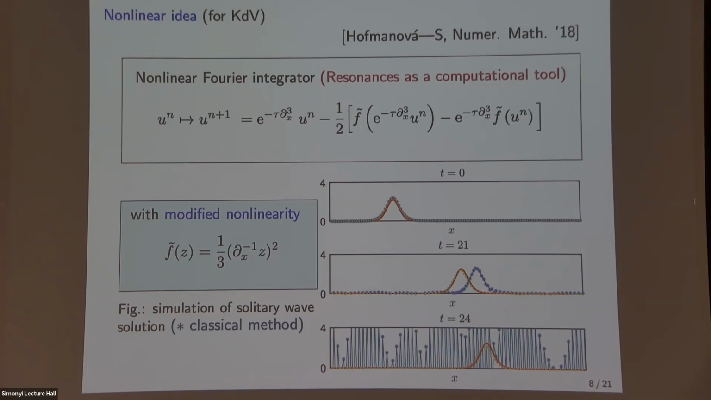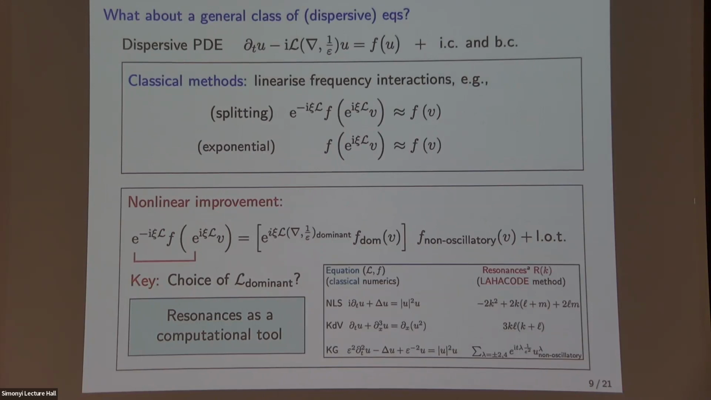Okay, and of course, this worked very well for the KdV equation. And then the question was, what about a more general class of dispersive equations? Or even if you move away from dispersive equations. If you have a general dispersive equation, you have some operator which may trigger oscillations in space and or in time, and you have a general nonlinearity and some initial and boundary conditions.